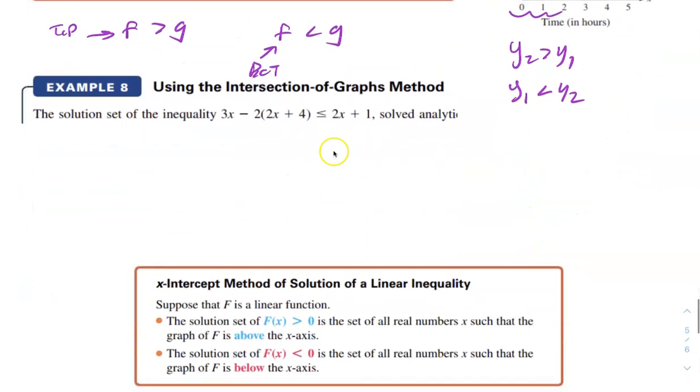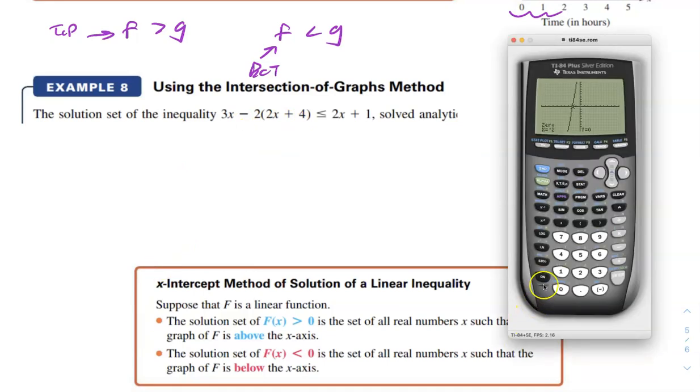We want to solve this inequality using our calculator. We're not going to do this by hand like I did the last one. So I'm going to bring my calculator back. Try to turn it on. It's been a while. Go to y equals. We're just going to do y1, y2. y1 is going to be this guy, and I want that to be less than or equal to y2, which is this guy. So y1 is 3x minus 2 times 2x plus 4.